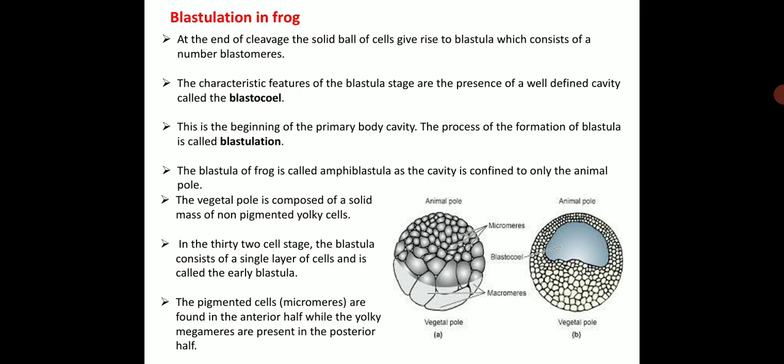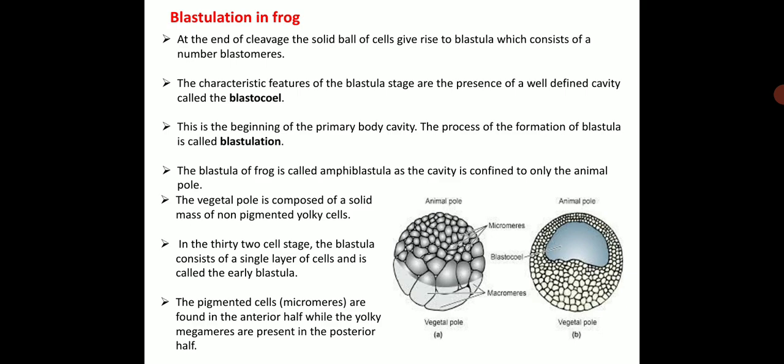The blastula of the frog is also known as the amphiblastula, as the cavity is confined to the animal pole. In this picture, you can make out the two important poles, the animal pole and the vegetal pole, where the blastocoel is confined to the animal pole. The vegetal pole is composed of a solid mass of non-pigmented yolky cells.